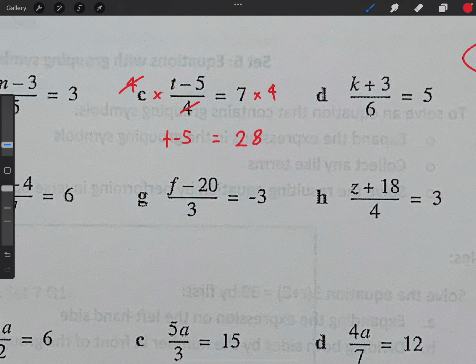And this one is simple. On the left hand side you have t minus 5. To get rid of the minus 5, we plus 5, and on the right hand side plus 5 as well. So you're going to get t is equal to 28 plus 5, which is 33, and that's the answer.